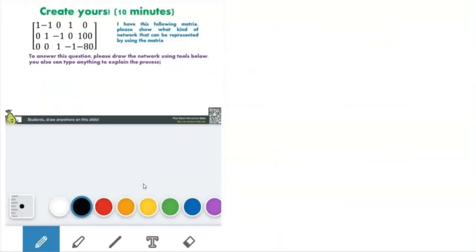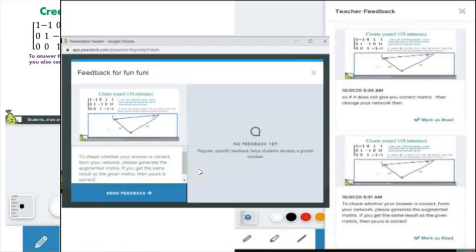Another one that they had is this one. They asked the students this question. To answer these questions, please draw the network using the tools below. And so as students are doing it, they'll turn it in. And then from there, the teachers can provide some sort of feedback specifically to the students and then release it back to the students for them to fix, change, or at least understand why they got that question wrong.